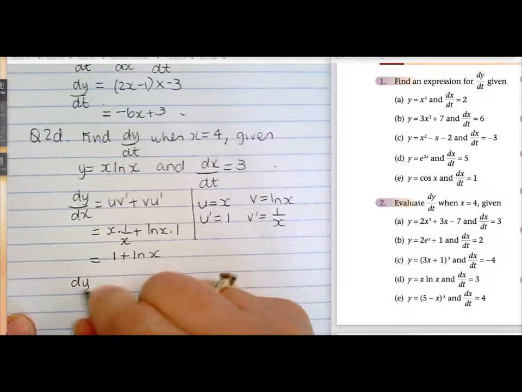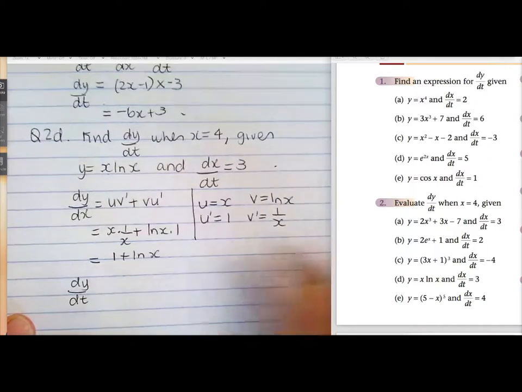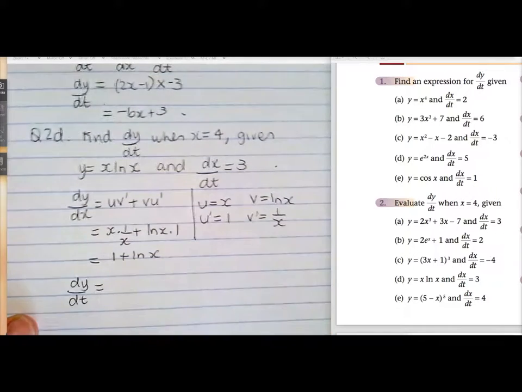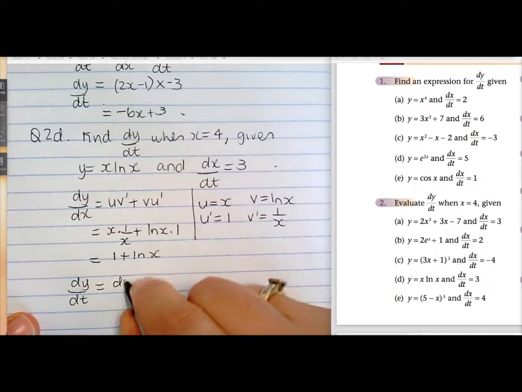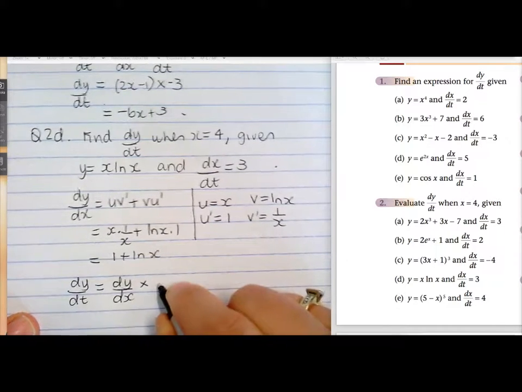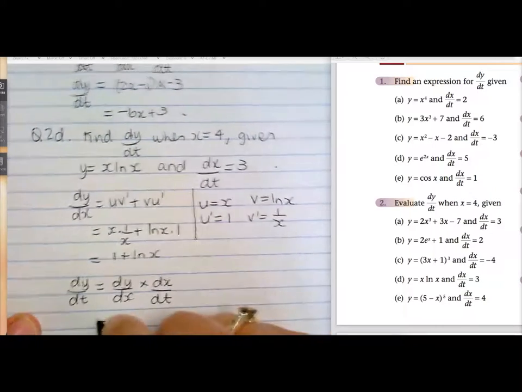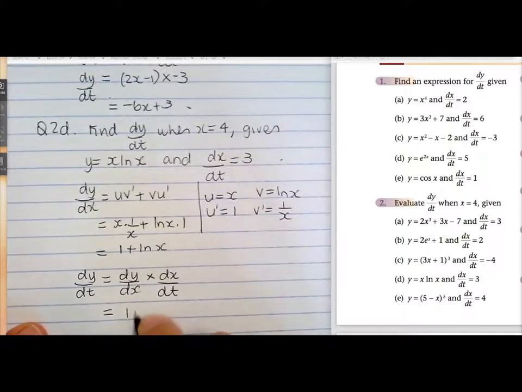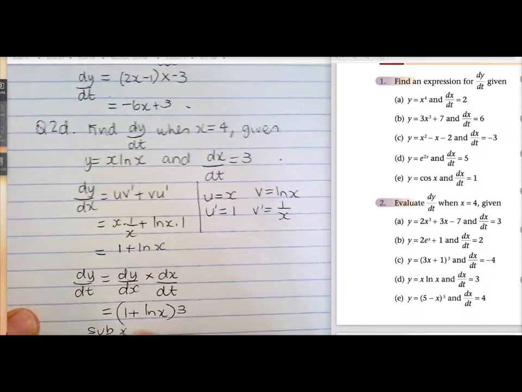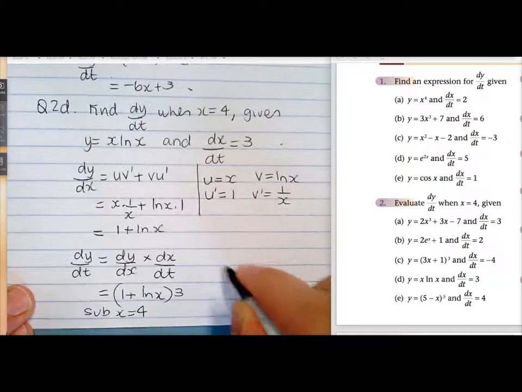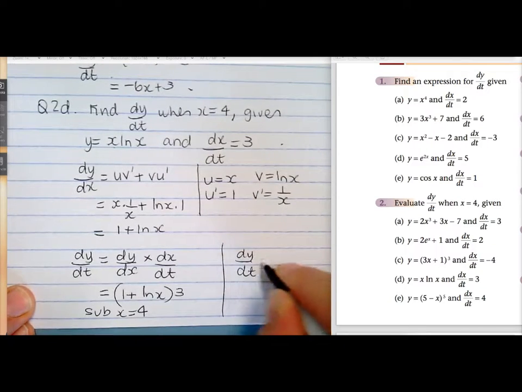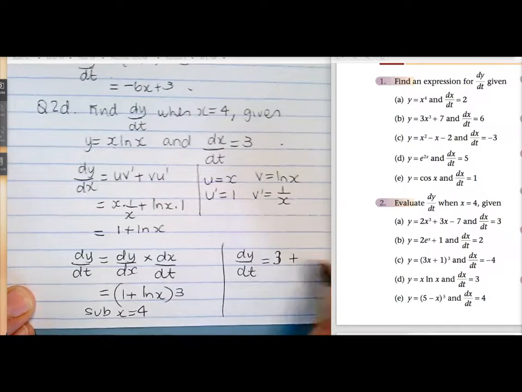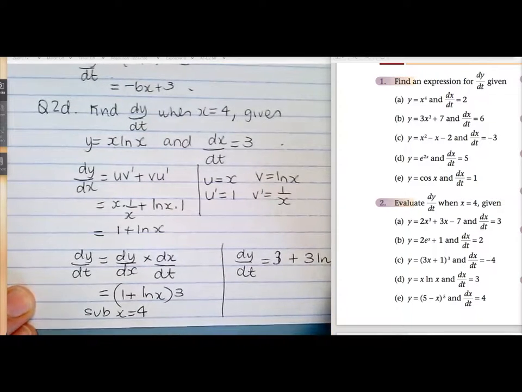So now we're trying to work out dy/dt. We can do it now or later, it doesn't matter. So dy/dt is what? dy/dx times dx/dt, which is 1 plus ln x times 3. Now sub x is 4, and you get that dy/dt is 3 plus 3 ln 4.